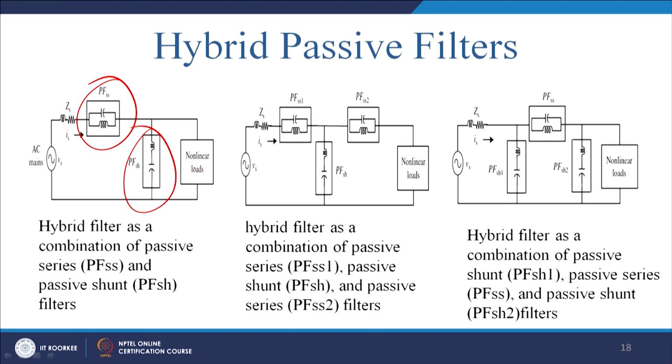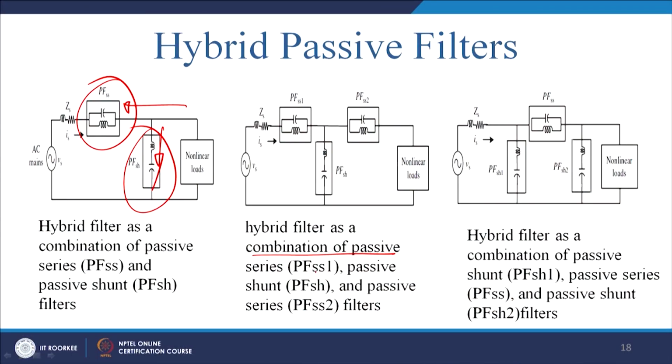You have a nonlinear load. It will block maybe the fifth harmonic, so the fifth harmonic will not be able to pass in this direction, and it will provide the path for the fifth harmonic to sink. Ultimately, the fifth harmonic will be drastically reduced. The hybrid filter is a combination of the passive series filter, the passive shunt and the passive series filters. This is called the T network.